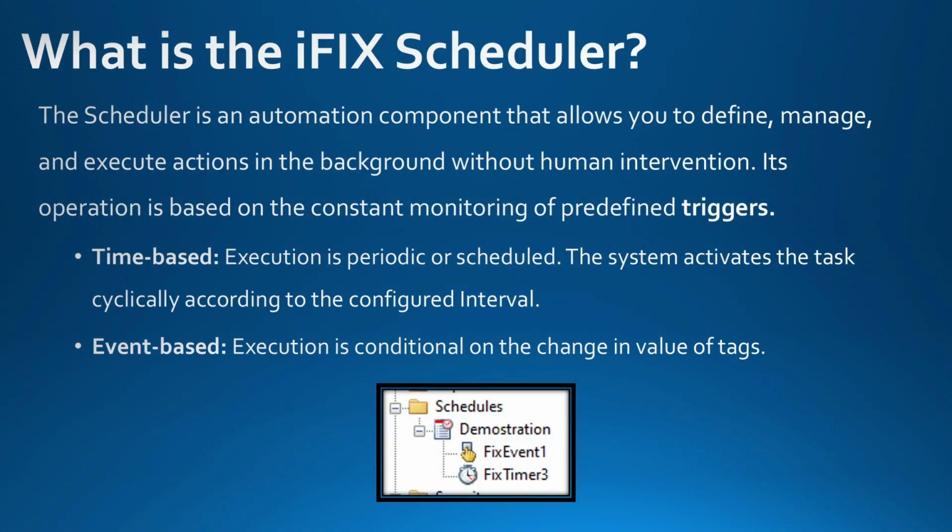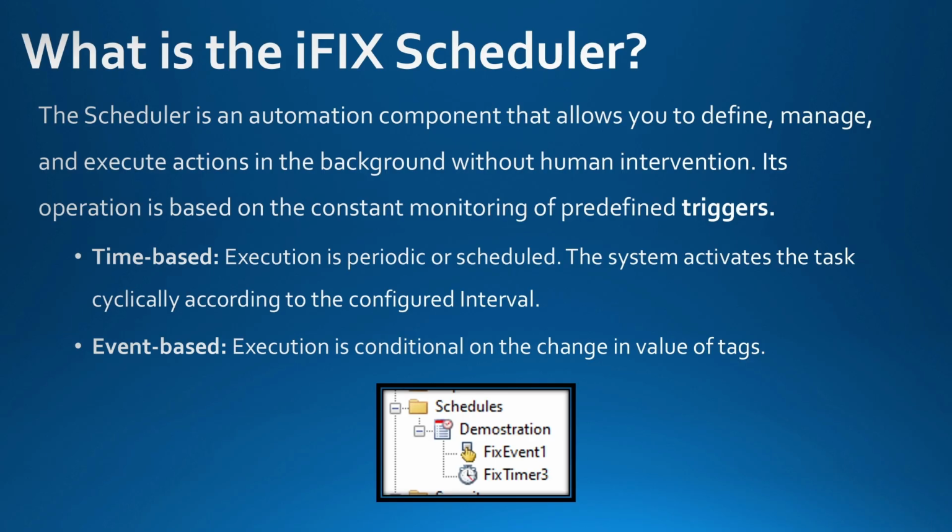The scheduler is an automation component that allows you to define, manage, and execute actions in the background without human intervention. Its operation is based on the constant monitoring of predefined triggers. To determine when a task starts, there are two main activation mechanisms. Time-based. Execution is periodic or scheduled. The system activates the task cyclically according to the configured interval, for example, every 5 minutes.